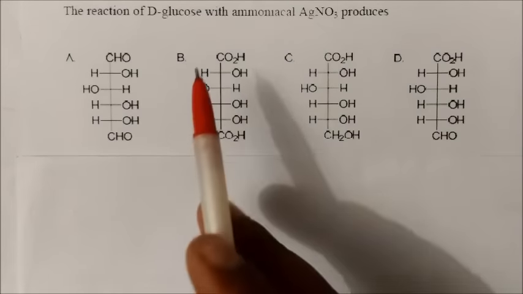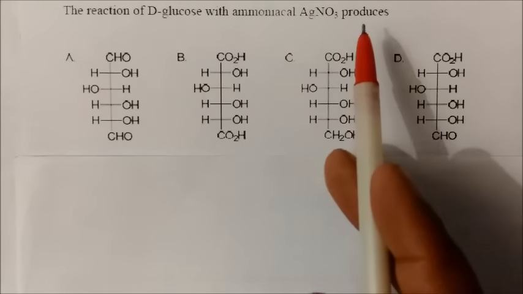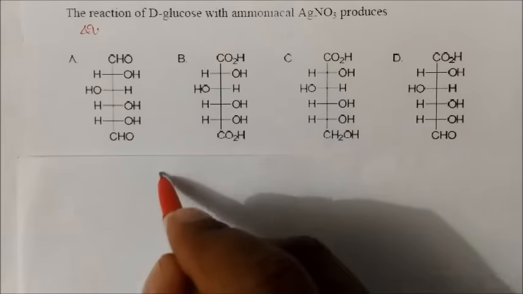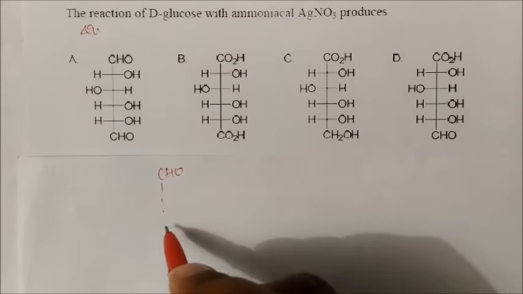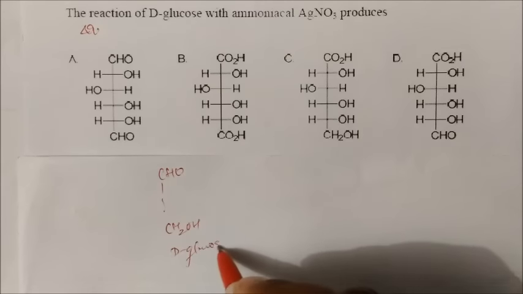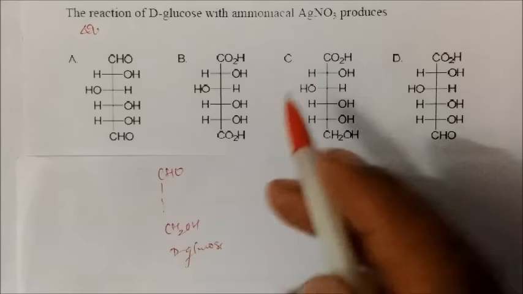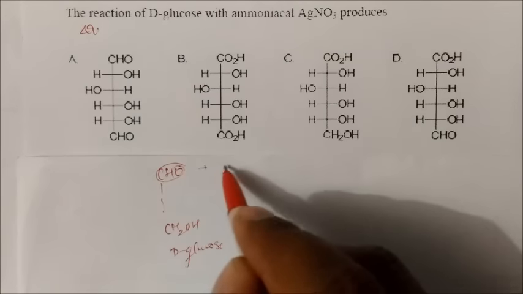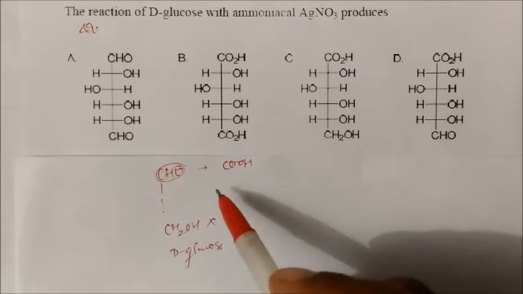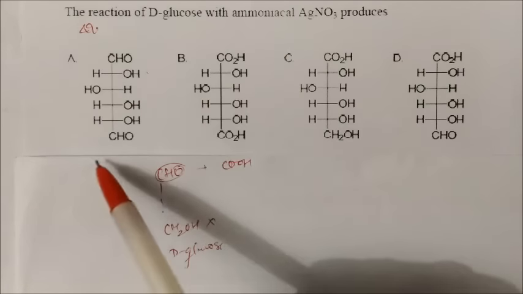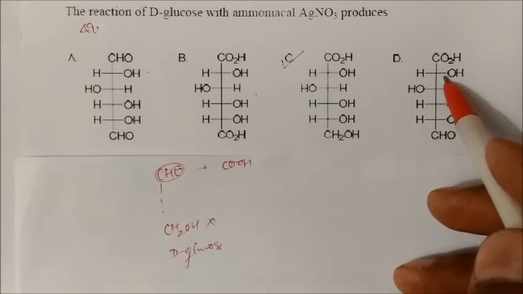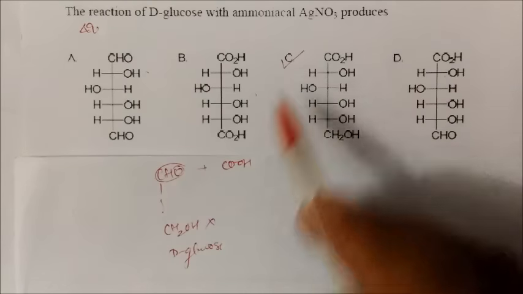The reaction of D-glucose with ammoniacal silver nitrate produces... This is question number 49. So D-glucose, we know this is the CHO, and the last part is CH2OH. This is the D-glucose. In presence of Tollens reagent, that is the silver nitrate, the CHO will oxidize into carboxylic acid. This is not affected. So if you compare which is correct, this is again a wrong answer, this is again a wrong answer, this is the correct answer, this is again a wrong answer. So our answer C is correct.